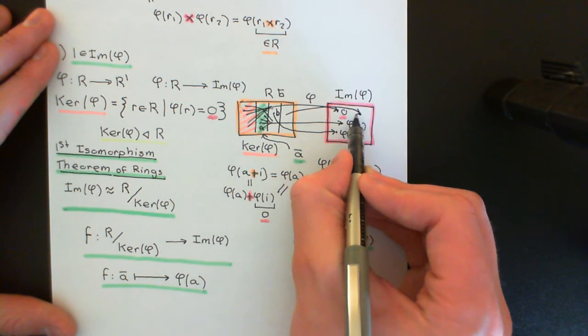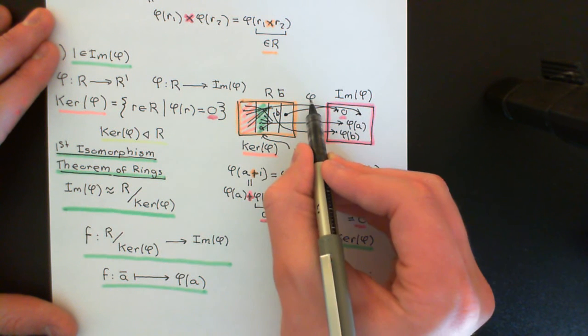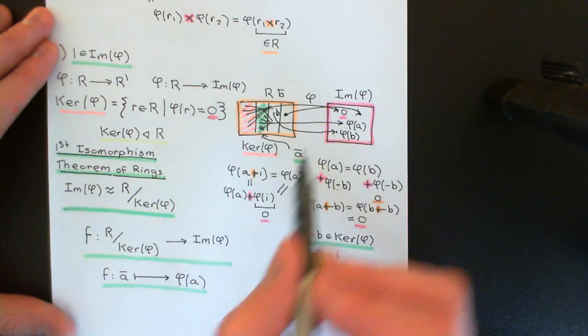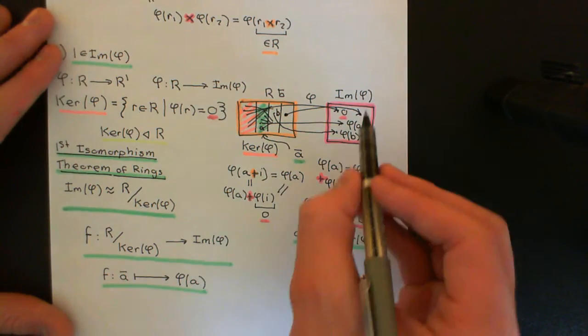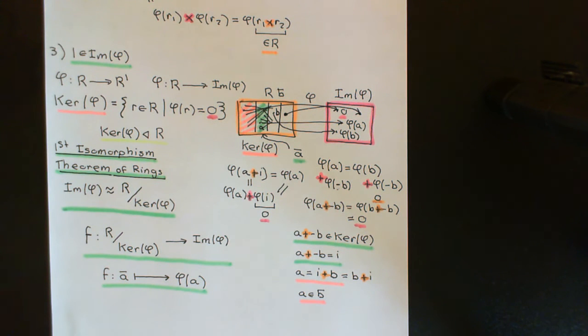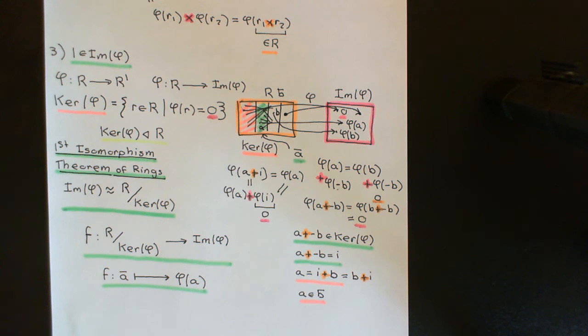So, to draw a picture, here, let's say this is the element that's mapped onto that element by the ring homomorphism, and then just take the coset that contains that. That coset is now going to be mapped onto that element in the image of the homomorphism by my isomorphism F down here. Okay, so that's why I can argue that it's surjective, because the ring homomorphism is surjective onto the image of the homomorphism.